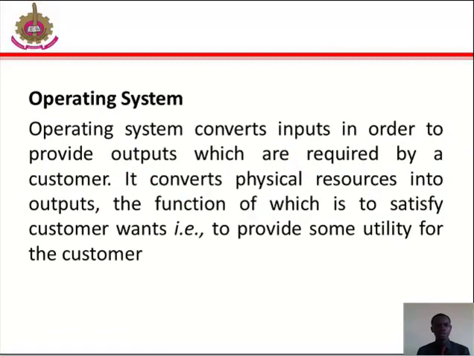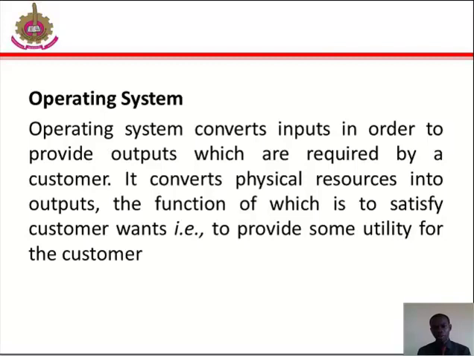Let's talk about the operating system. An operating system converts input in order to provide output which is required by the customer. It converts physical resources into output, the function of which is to satisfy customer wants, that is, to provide some utility for the customer. In some organizations, the product is a physical good, for example, hotels, while in others it is a service. For example, hospitals, bus and taxi services, tailors, and builders are some of the examples of operating systems.